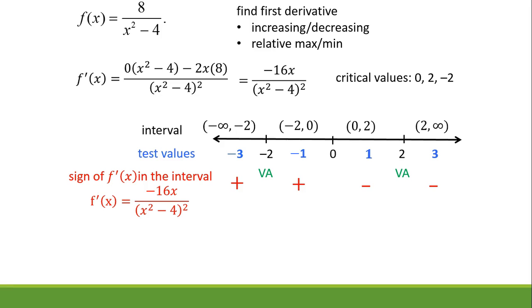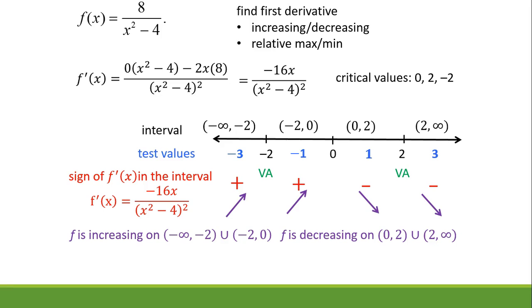So this is absolutely no different than we did with polynomial functions. We're just substituting test values into our first derivative to look for the sign of the first derivative, in other words, the slope of the tangent lines along the curve in those intervals. So we know our function's increasing and still increasing, and then decreasing and decreasing in our 4 intervals.